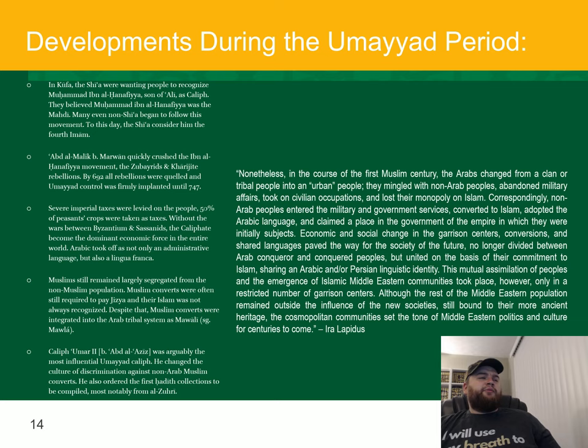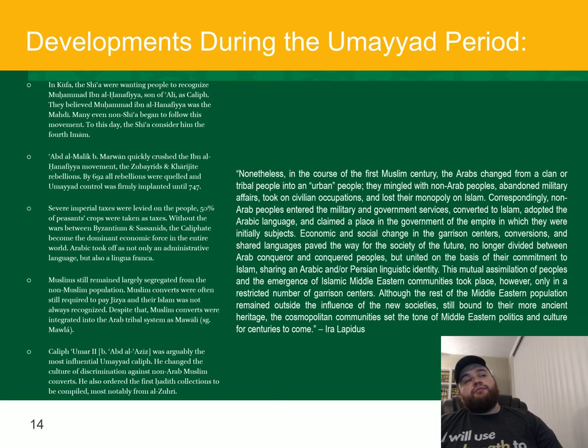And non-Arab peoples entered the military and government services, converted to Islam, adopted the Arabic language, not completely, but as a lingua franca, and claimed a place in the government of the empire in which they were initially subjects, or of a lower status, right? Economic and social change in the garrison centers, like Kufa and Fustat and so on, conversions and shared languages paved the way for the society of the future, no longer divided between Arab conqueror and conquered peoples, but united on the basis of their commitment to Islam or the empire, sharing an Arabic and or Persian linguistic identity.